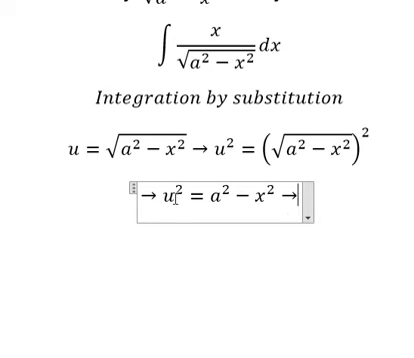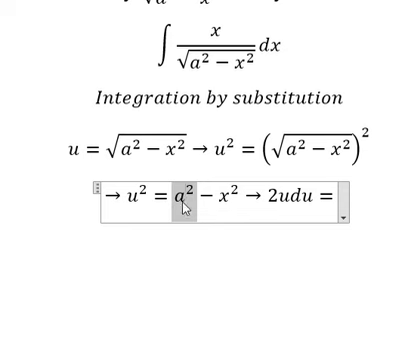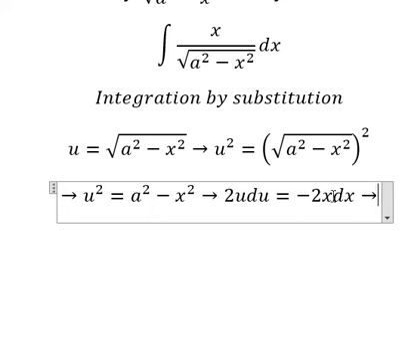Later, we first take the derivative of both sides. This one we have 2u du. This one is the constant, so you get 0. This one we have 2x. Because we don't have negative 2, we divide both sides by negative 2.